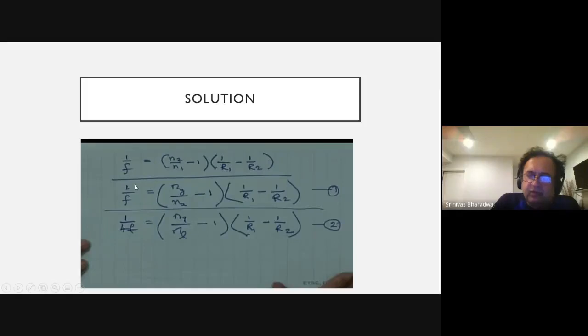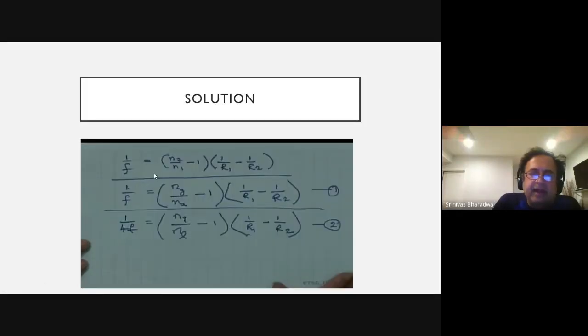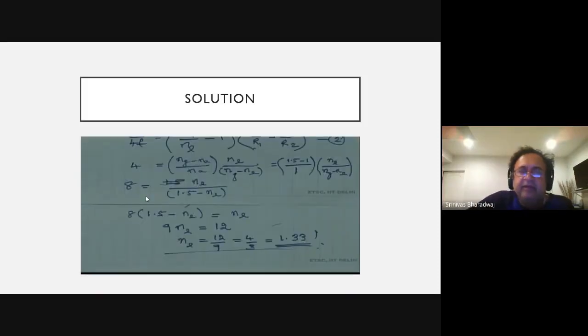So 1 by F was what, right? And that is going to be based on this, right? So the F's will cancel, this will cancel, right? So you will end up with 4 equals 0.5 divided by Ng by NL minus 1. Okay. So from that, you can calculate NL. Okay. So that's the basic.